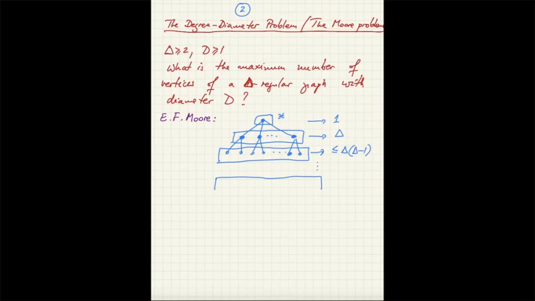We can go all the way. Let me put here on this side the levels: distance 0, distance 1, distance 2. If we go to distance d, which potentially could happen because the graph has diameter d, then you will have vertices here that are adjacent to the ones on the top. And the maximum number of vertices that we can have there is delta times delta minus 1 to the power d minus 1.